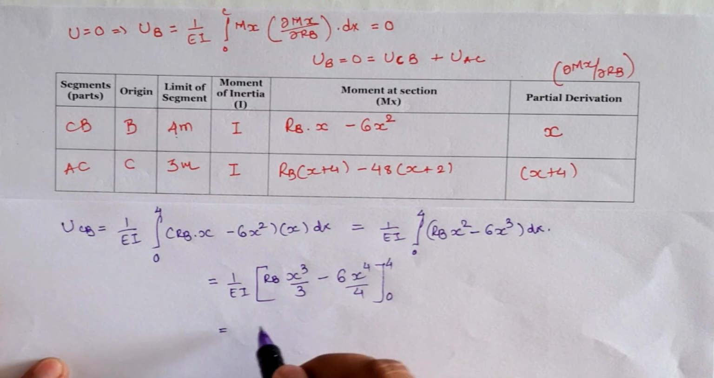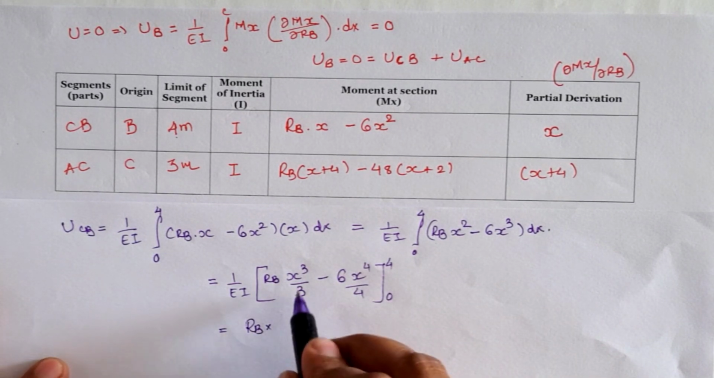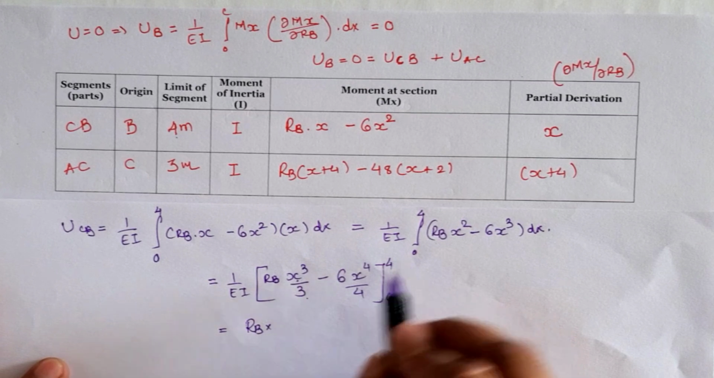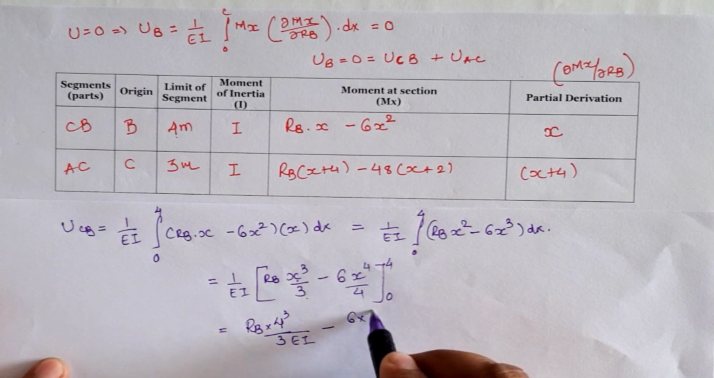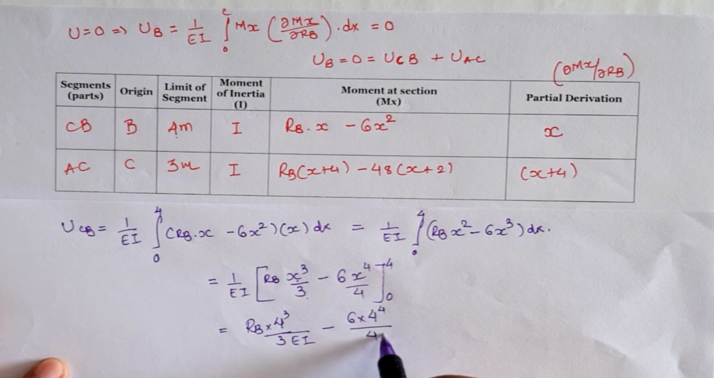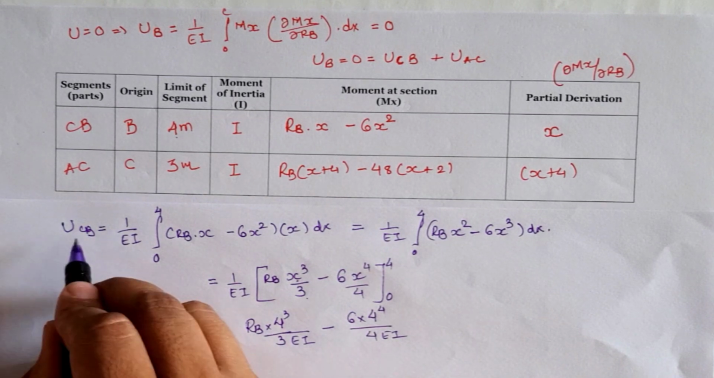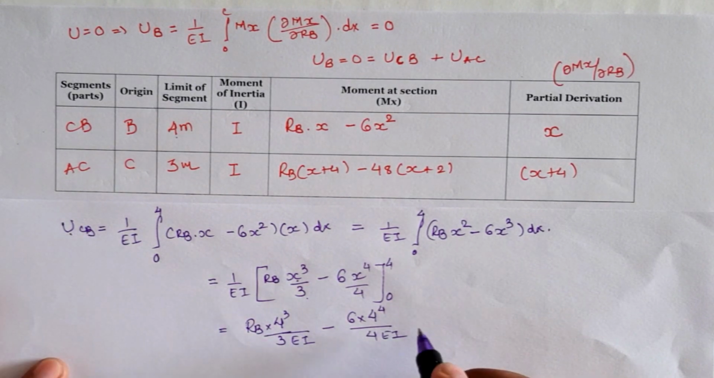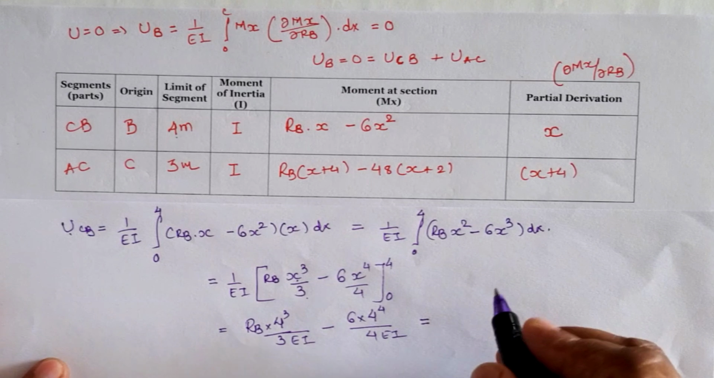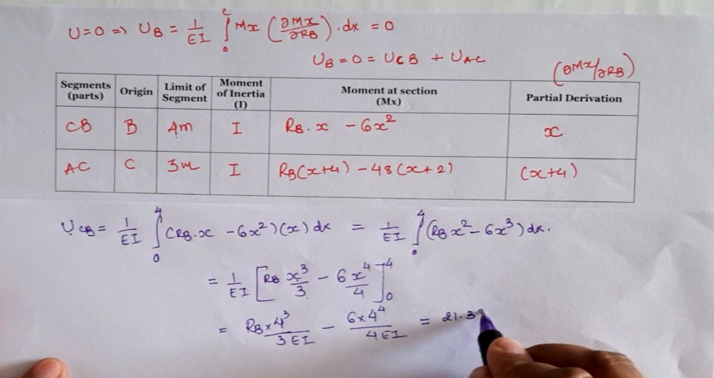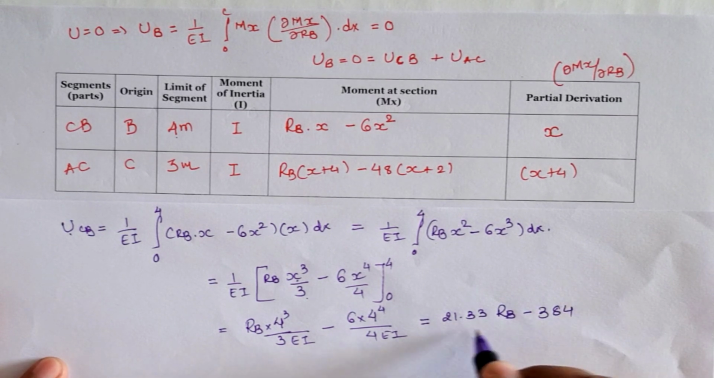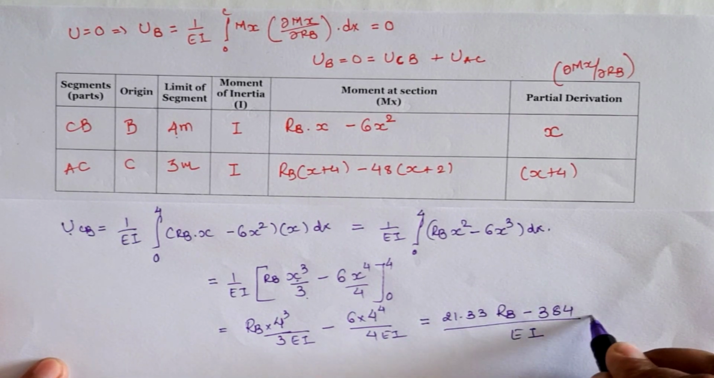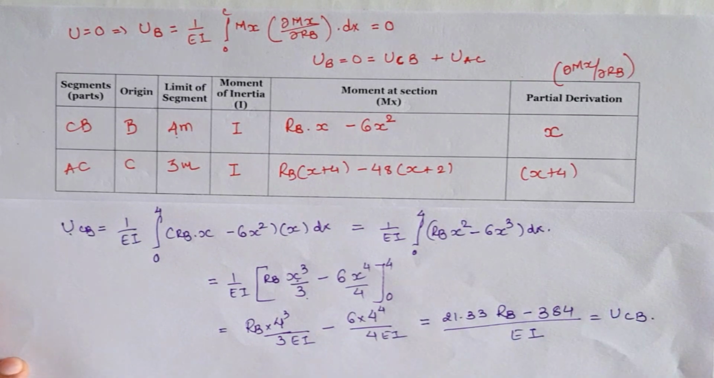Now closing these limits, we will have RB into x cube by 3, which is 4 cube by 3, and EI is constant, minus 6 into 4 raised to 4 by 4 EI. Hence our strain energy in C to B segment is equal to 21.33 RB minus 384 by EI.